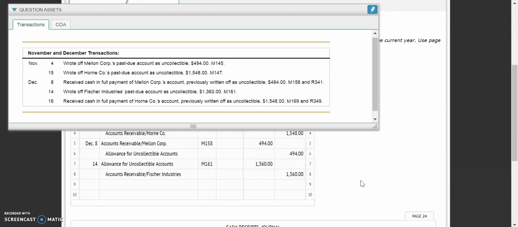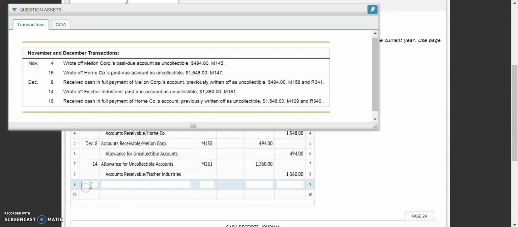And then on December 16th, it says we received cash in full payment of Horn Company's account, previously written off as uncollectible, $1,548. Again, it has two source documents, M169 and R349. So at this point, we need to do two transactions. The first one is to reopen Horn & Company's account, and the second is to record the receipt of cash.